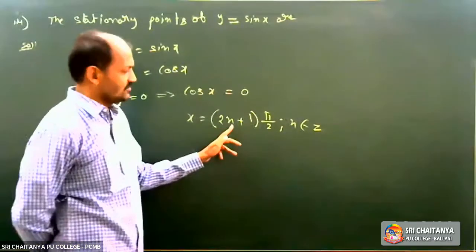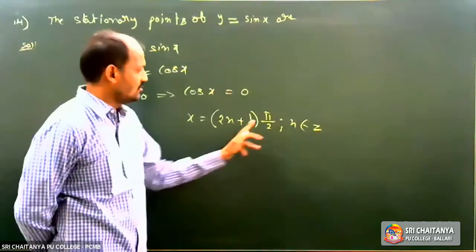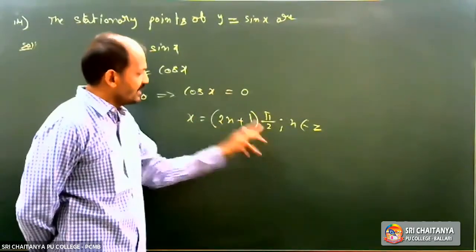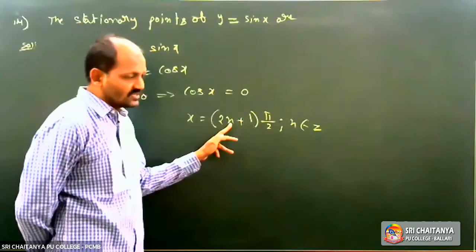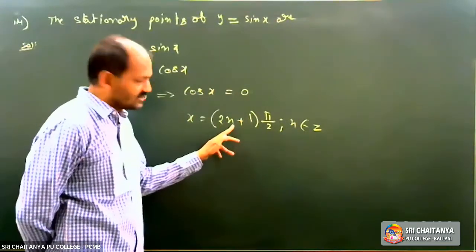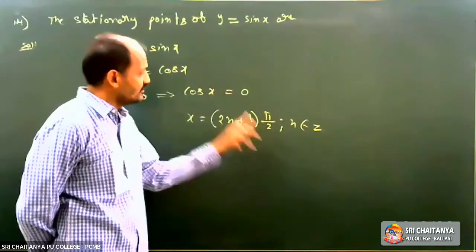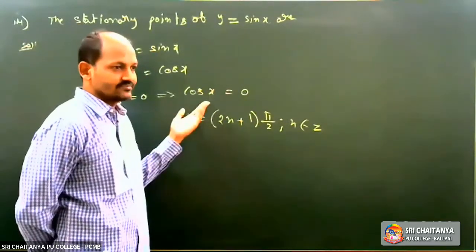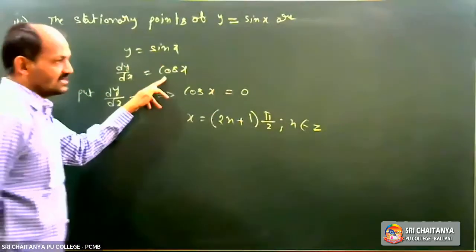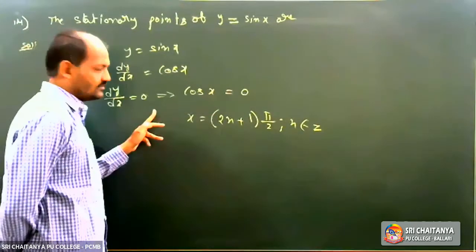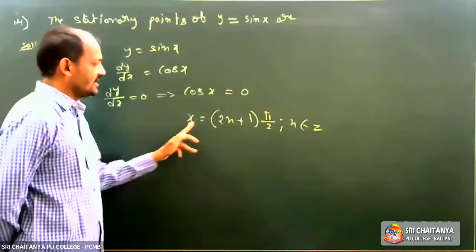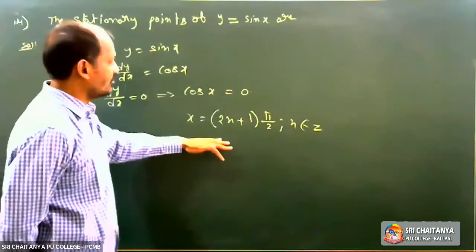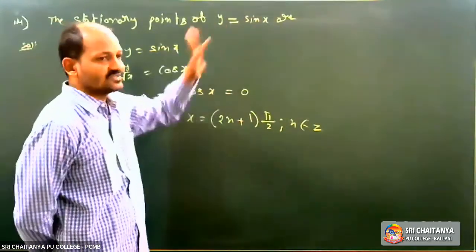If n equal to 0, pi by 2, cos pi by 2 is 0. n equal to 1, it is 3 pi by 2, 0. n equal to 2, that means 5 pi by 2, cos 5 pi by 2 value is 0. For negative values also it will be 0. So here the derivative of sin is cos, put first derivative equal to 0, then cos x equal to 0, clearly x is equal to 2n plus 1 into pi by 2, n belongs to Z. These are the stationary points of this function y equal to sin x.